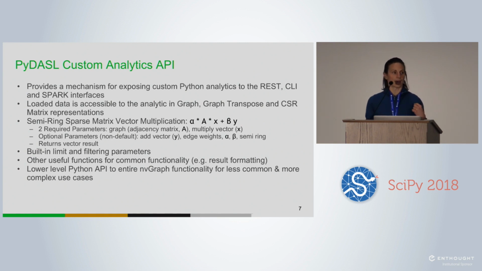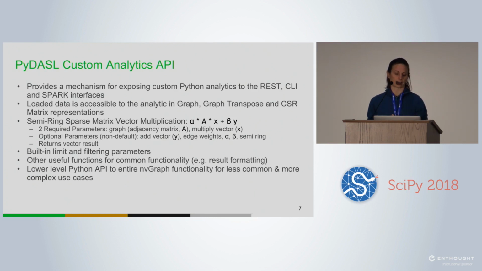And then when you write a custom analytic, the data that's accessible to the analytic comes in a few different representations. There's the graph and the graph transpose, and those are both loaded on the GPU already. And then there's also a CSR matrix representation, and that's just in CPU.